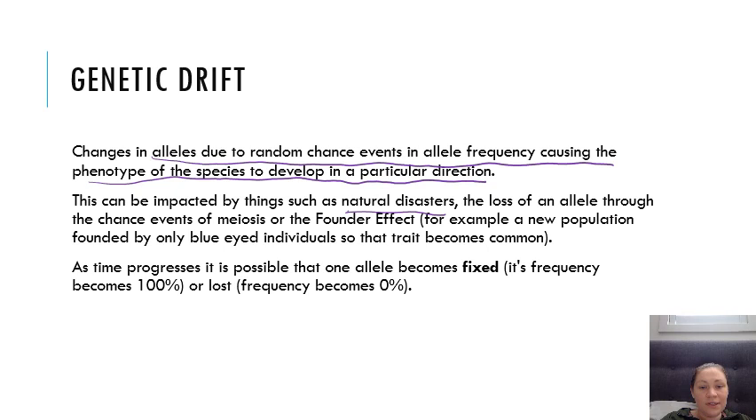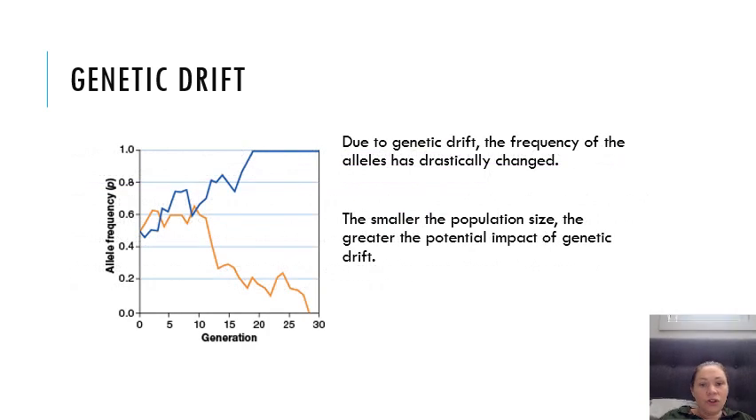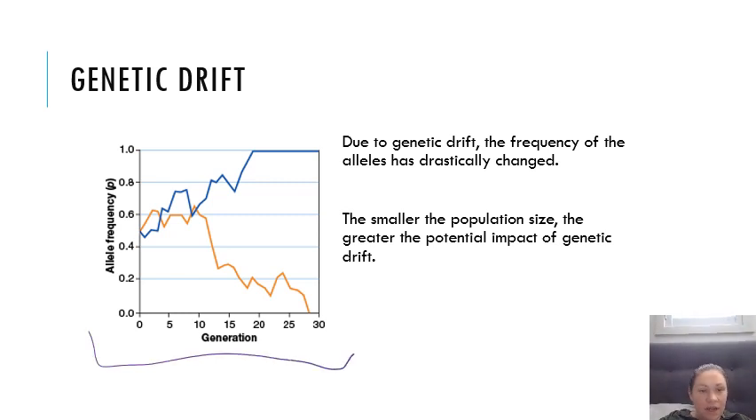Founder effect is when a new population is established, when it becomes separated from another larger group. As time progresses, it is possible that one allele becomes fixed. So in some particular populations, the frequency of an allele may become 100% or it may be lost completely. Due to genetic drift, we can see the frequency of alleles can drastically change. There's a nice little graph that shows this on the left-hand side. We can see the orange allele decreasing and the blue allele increasing. The smaller the size of a population, the greater the potential impact of genetic drift.